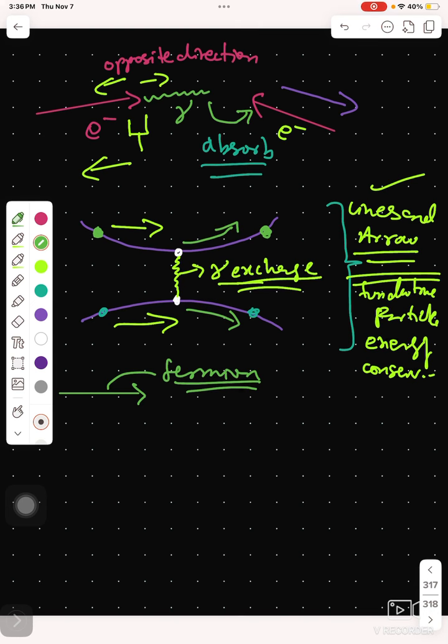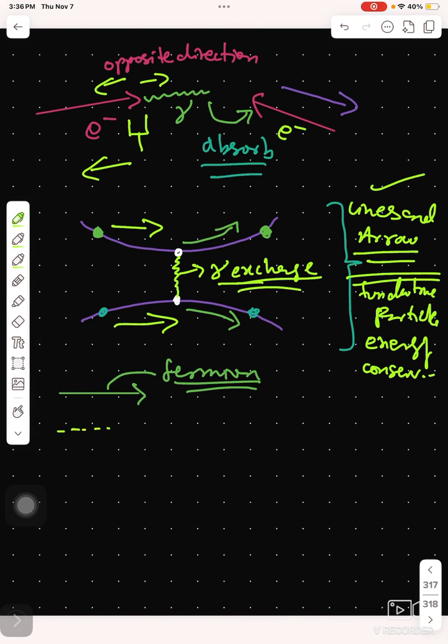And a dotted line. I didn't draw a dotted line, but this is how it should be. The dotted line represents photons, or W and Z bosons, of which the photon is a part. So yes.